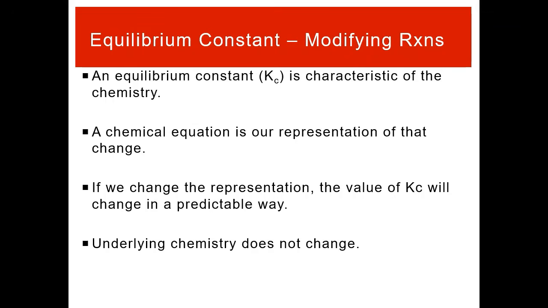The Kc comes from our chemical equation. A chemical equation is a representation that we come up with for the chemistry. We choose the reactants, we choose the products, we choose what sort of particular chemistry we want to focus in on. The underlying chemistry doesn't change though. But if we change the representation, the value of Kc will change in a predictable way based on how we're changing that representation. But importantly, the underlying chemistry does not change.